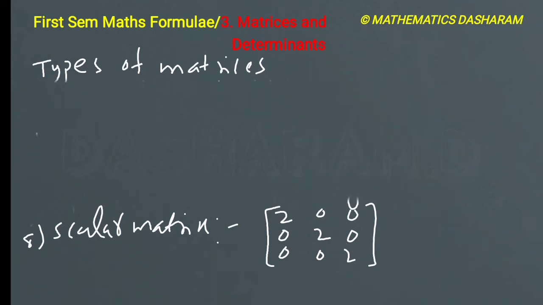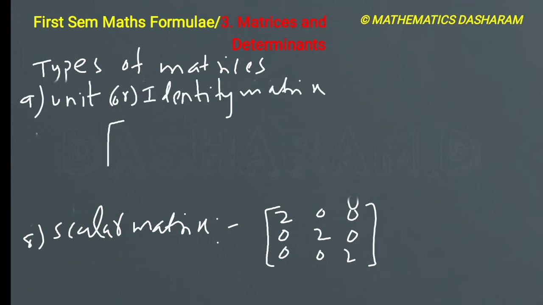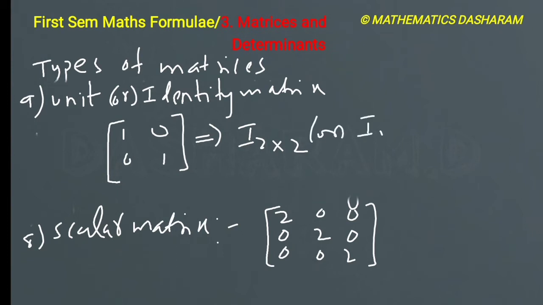Next, unit matrix or identity matrix. In a square matrix, if the diagonal elements are equal to 1 and the remaining elements are zeros, it is called a unit matrix. It is denoted with I 2 by 2. That means identity matrix with order 2. Or we can write in shortcut I2.